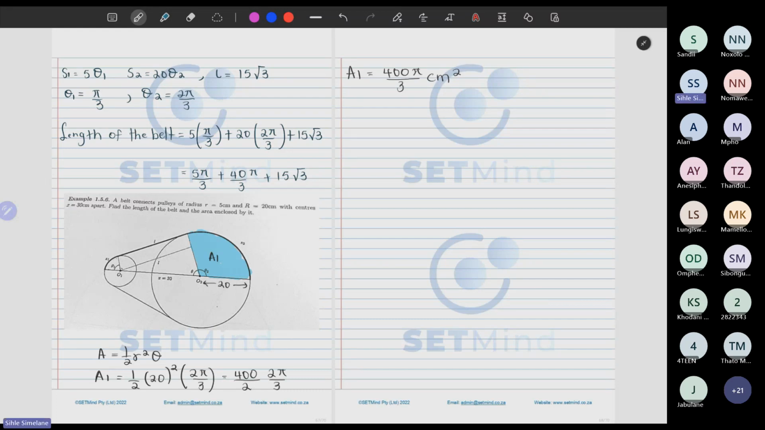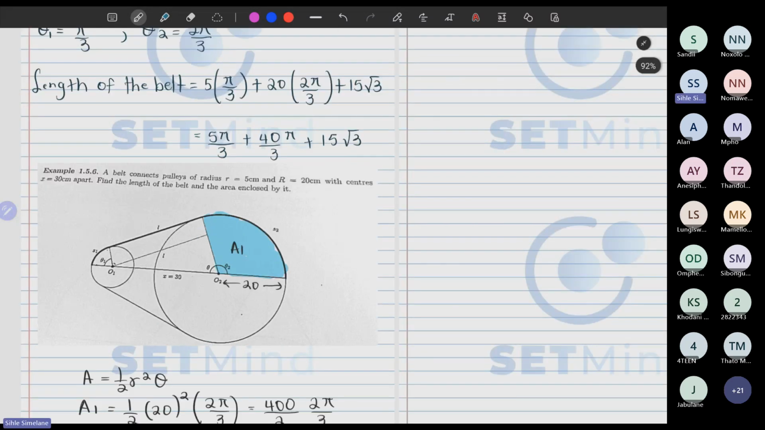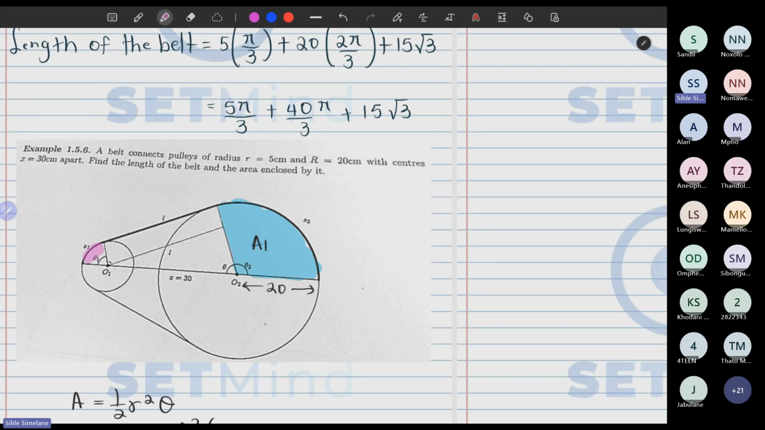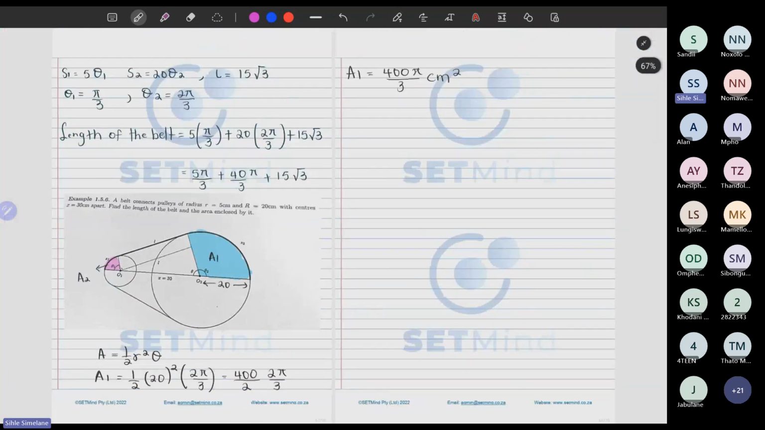That would be area 1. Let's quickly dive into area 2 because it is easy to figure out. I'll just rename them. So let's say what is in pink there is my area 2. If you remember, the area is always given by half the radius squared multiplied by theta for a sector, which is what we have there. It's just a portion of a circle.